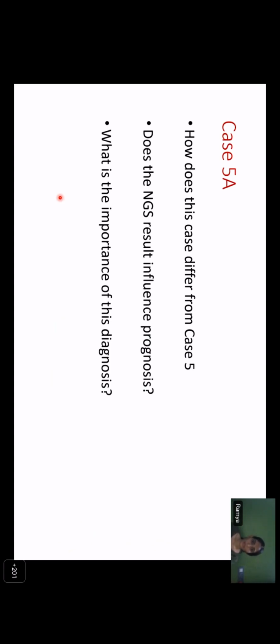Okay. Does the NGS result influence prognosis? Yes, sir. Again, this will be a moderate to poor prognosis. Moderate to poor prognosis. Okay. All right, and the importance of this diagnosis is what? So prognosis and again therapy. Okay, would the rest of the students agree? Would you have anything else to say here? Anybody have any comments to make on this case? Okay, let's just go ahead.